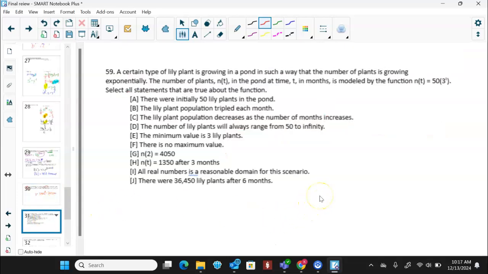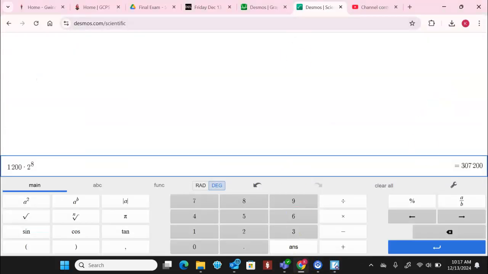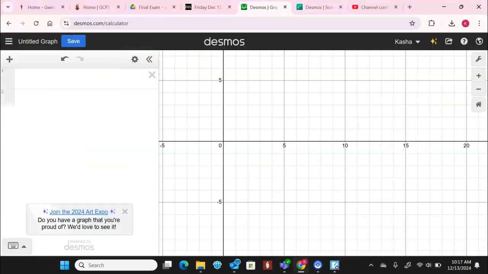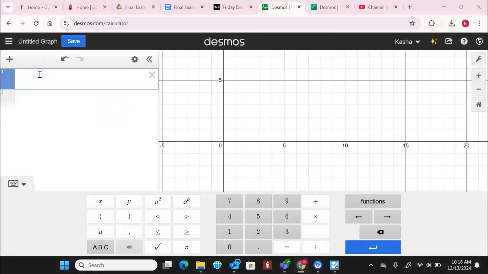All right, question 59. A certain type of plant is growing in a pond in such a way that the number of plants is growing exponentially. The number of plants in the pond at time t in months is modeled by this function. Select all the statements that are true about this function. So first of all, we have to graph this function. Let's go to regular Desmos and put this function in. You can use a t, just make sure that you're putting n of t so Desmos knows how to read it. If not, you can also use an x.